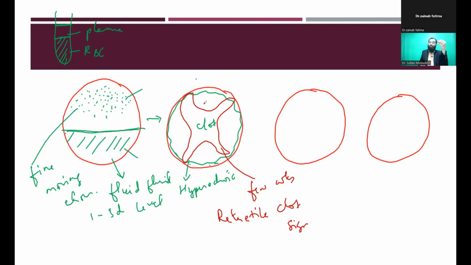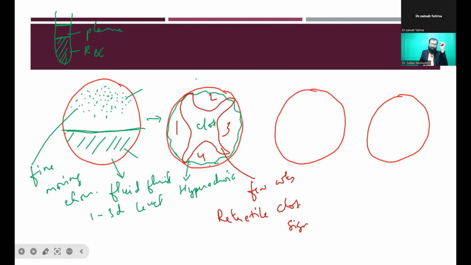They give this as complex cystic mass. They take, this is one cyst, this is second cyst, this is third cyst, and this is fourth cyst, and they say that this is a complex cystic mass with some solid areas, and they advise MR. But this is just a retraction clot, retractile clot sign.